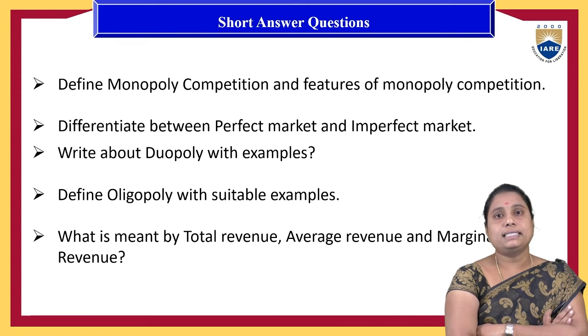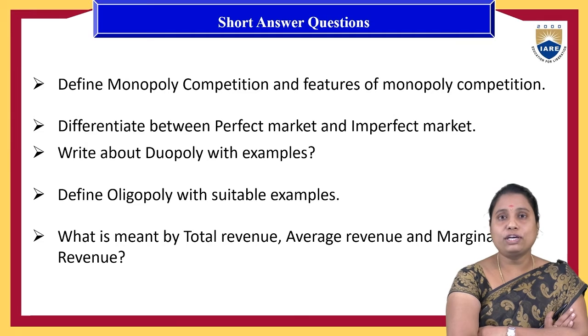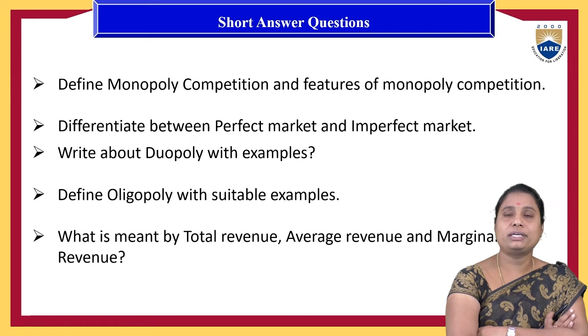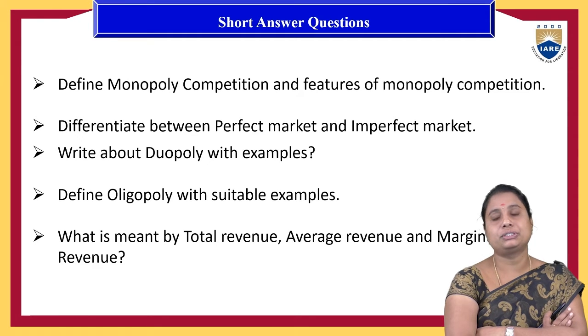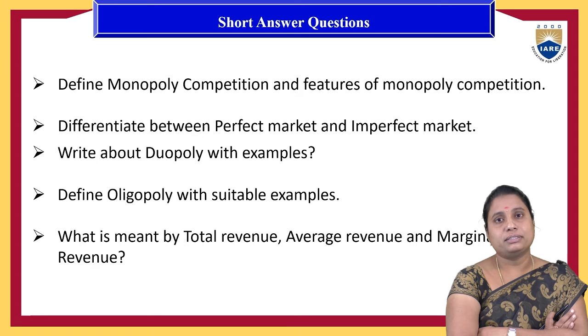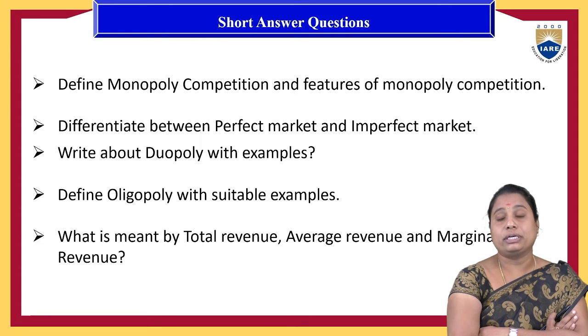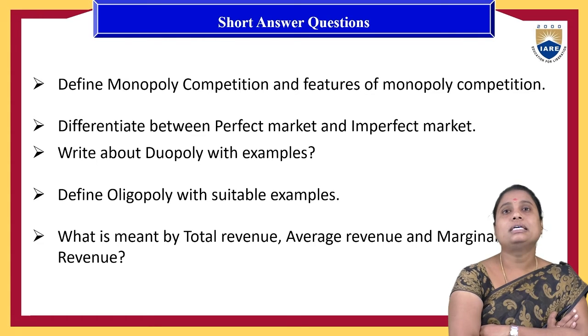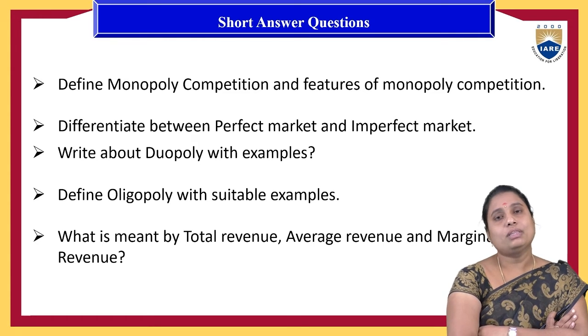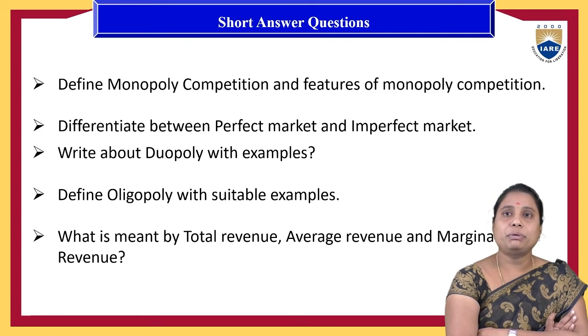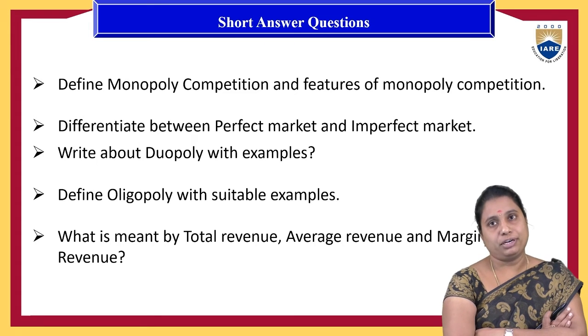Next is define monopoly and the features of monopoly. A single seller and a larger number of buyers, that situation we need to explain under monopoly and its features in the market conditions. It is very difficult to enter into that market. Government regulations will be less. They are the price makers and the buyers are the price takers. Like this, all the features we need to explain here, and differentiate between perfect market and imperfect market.